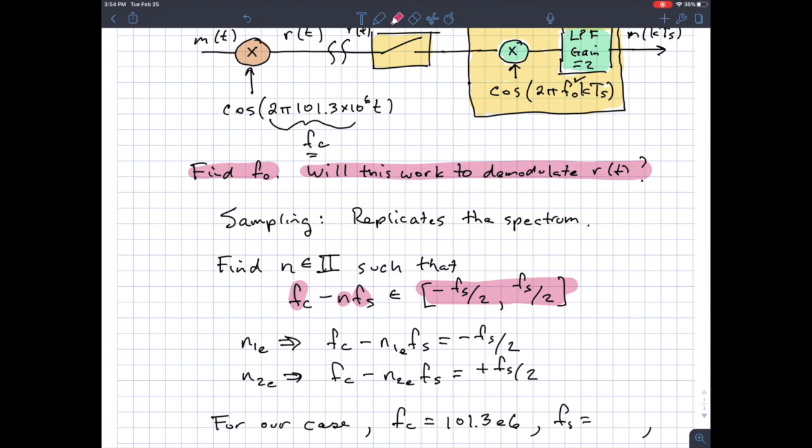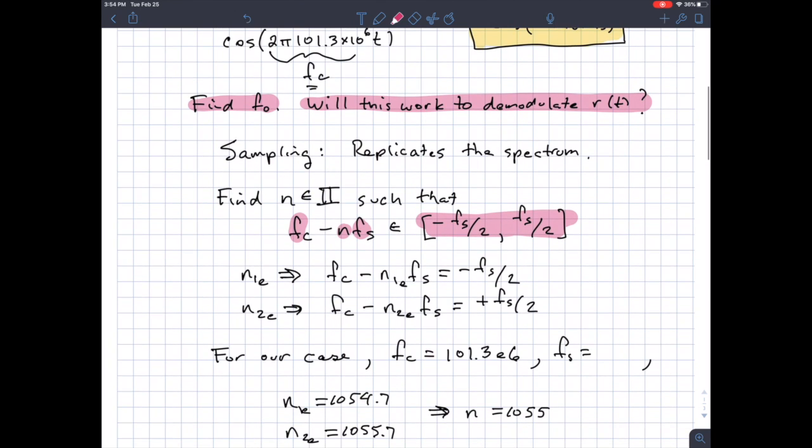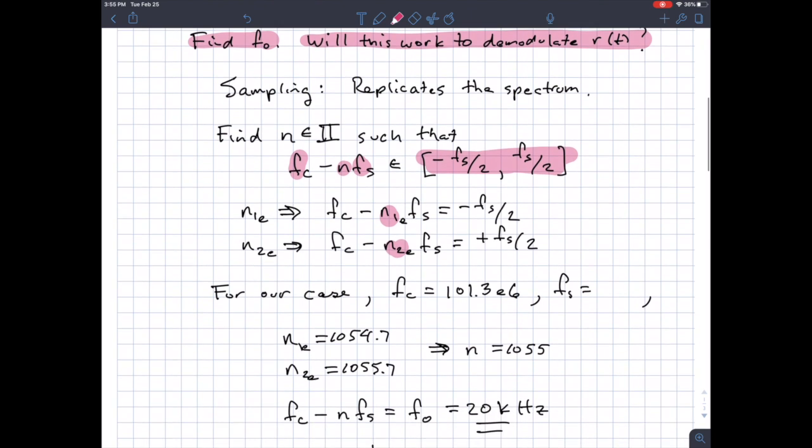To find that can be kind of tedious. Here's a way that you could work it. You could find the exact value, not worrying about them being integers, for hitting the lower end of the Nyquist interval, and the exact value for hitting the highest end of the Nyquist interval, and then choose the integer value that shows up between those two exact values. That's what I did here.